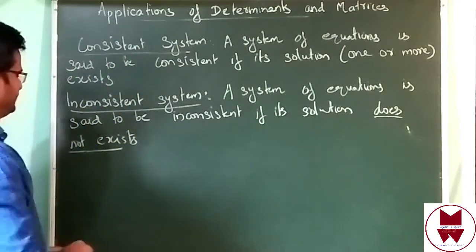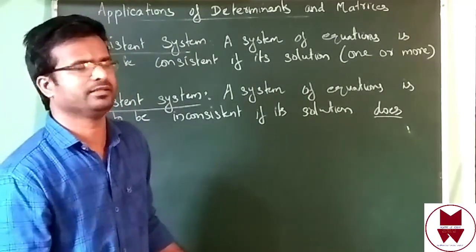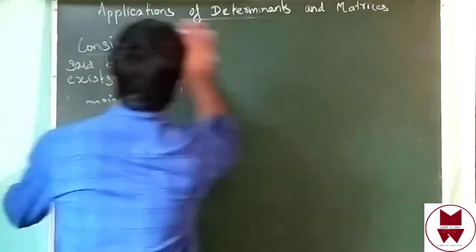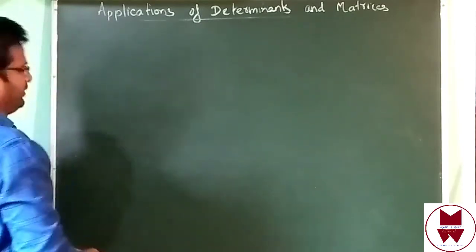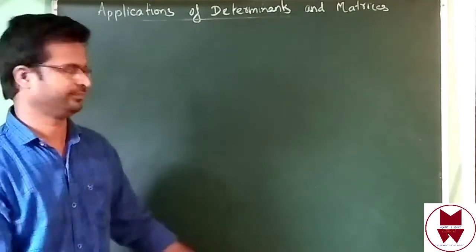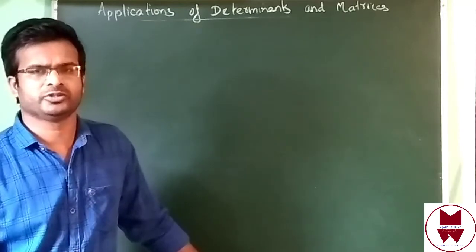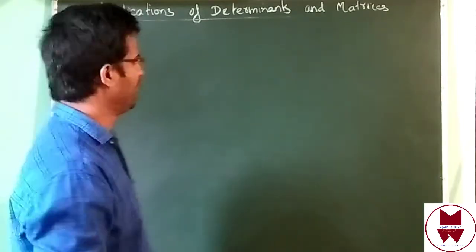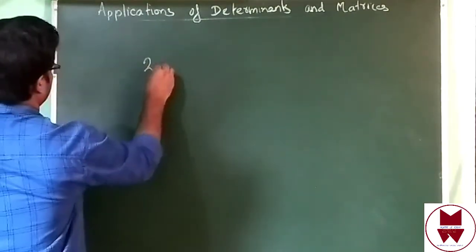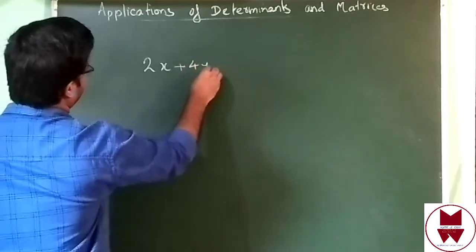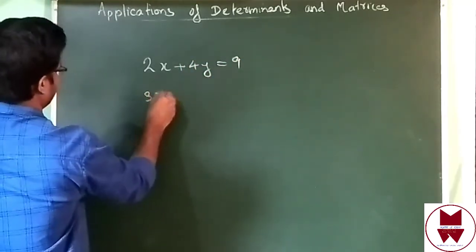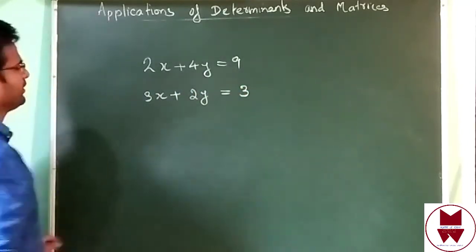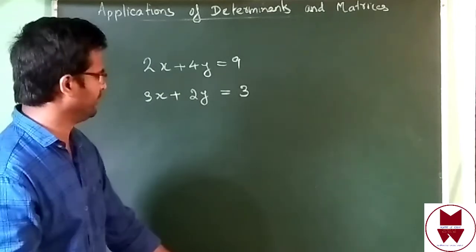Then how can we check using determinants and matrices? Now, how to check whether a system of equations is consistent or inconsistent? I am going to take one example: 2x + 4y = 9, then 3x + 2y = 3. Here two linear equations are given.